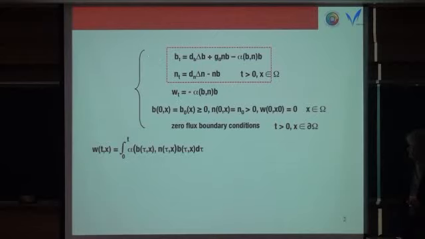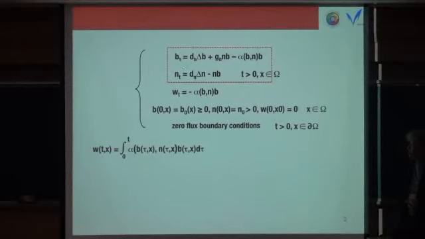But this is just the equation for B and N. And if you can solve this equation and put it here, then we can get W. Or by using this initial condition, W is given by this one. Just the integration of this from 0 to T. Okay, this is quite a simple reaction diffusion equation.